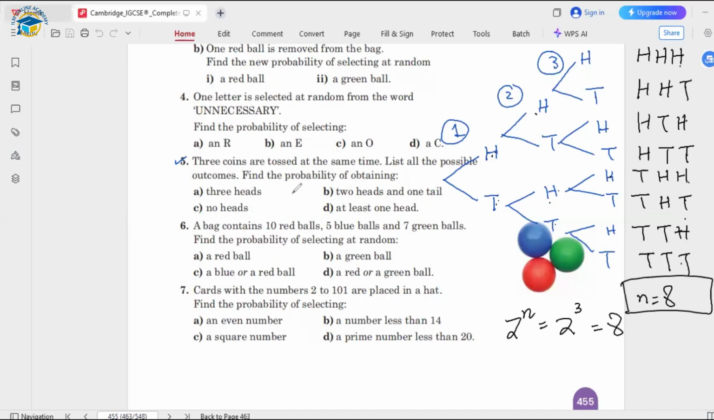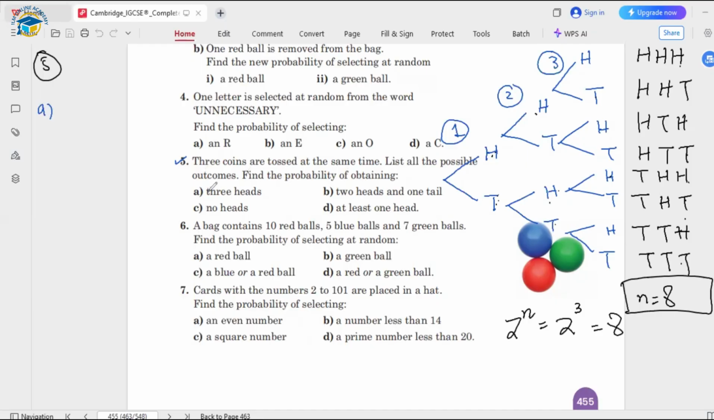But for finding the other possibilities as well, we just need these possible outcomes. For that, we will use the tree diagram as well. So for this question, we have done the tree diagram and the possible outcomes. Now we are going to find out the probabilities one by one.